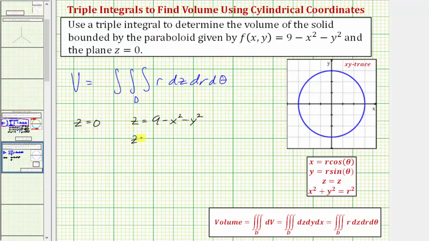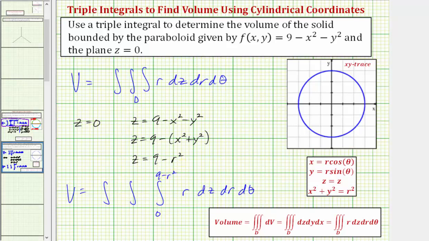So let's write this as z equals 9 minus the quantity x squared plus y squared. In this form, because x squared plus y squared is equal to r squared, we can write z as z equals 9 minus r squared. So now we have our limits of integration with respect to z. So we know the volume is equal to the triple integral, again, we have r dz, dr, d theta. And now we know the limits of integration for z are from 0 to 9 minus r squared.